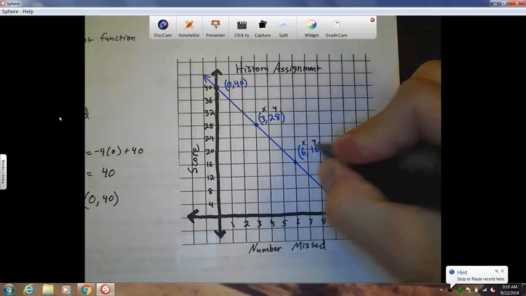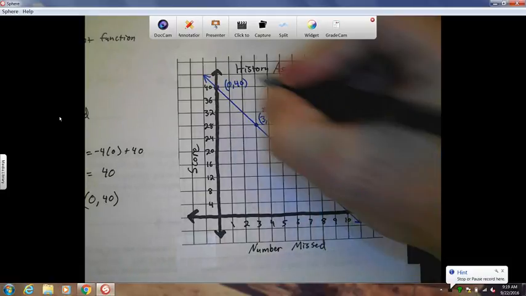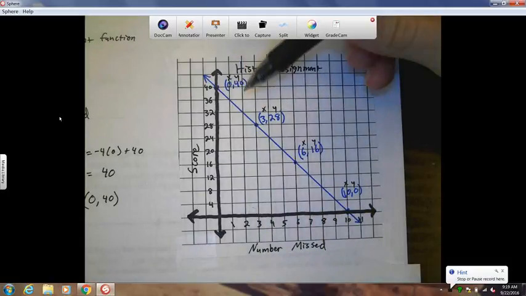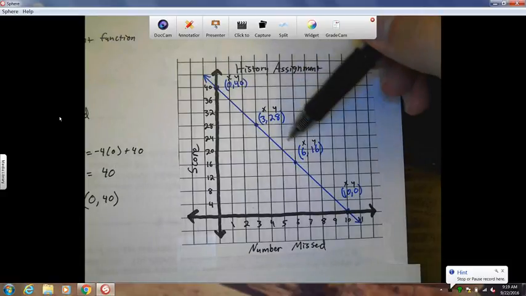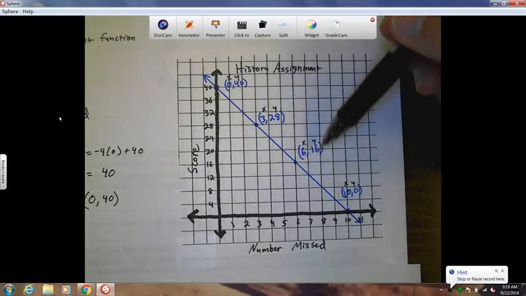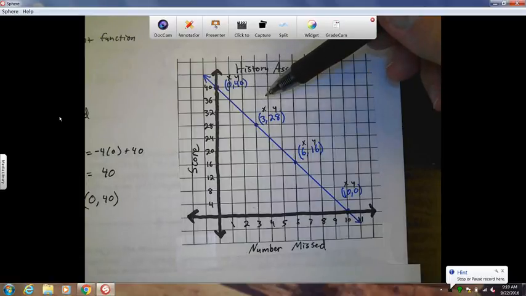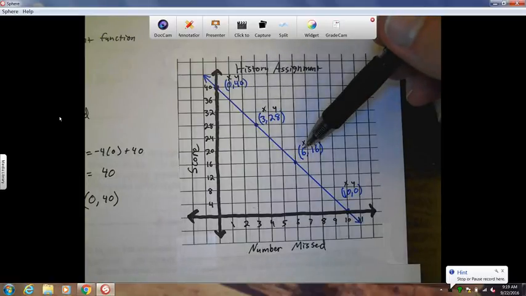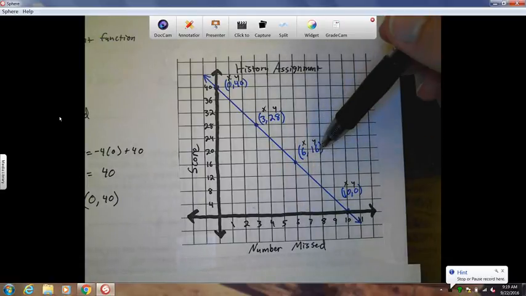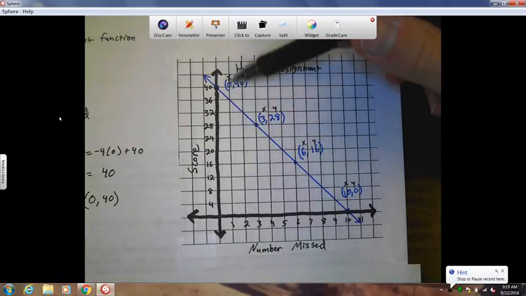Notice how this line has lots of different x's, but they each have a different y, so that's what gives it the meaning. If I have the point (6, 16), if I miss 6, I get a 16. So all of these have meaning. A line is made up of all these points. There's lots of other ones I could look at.